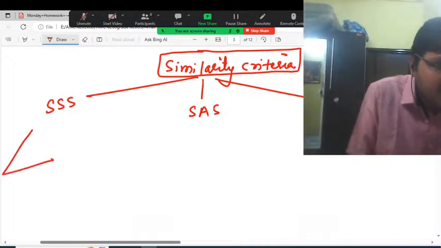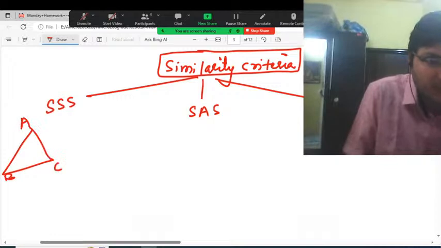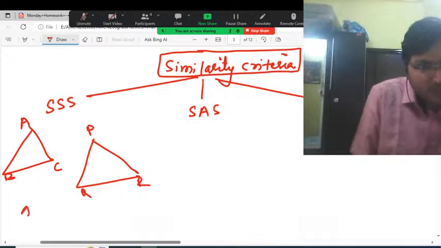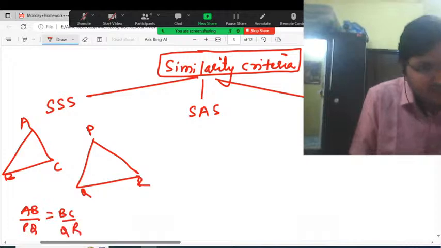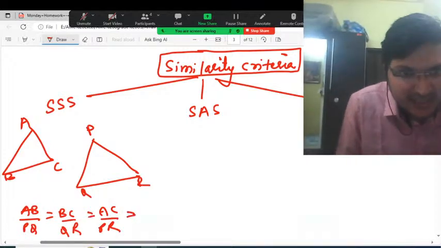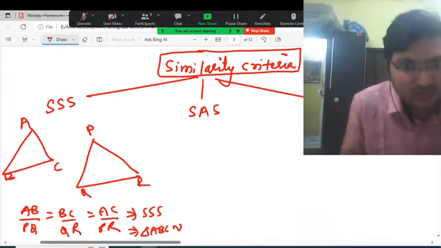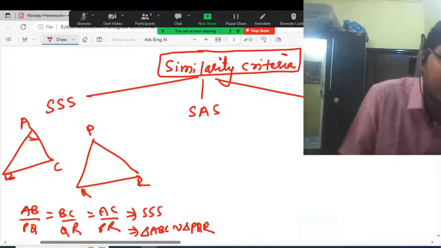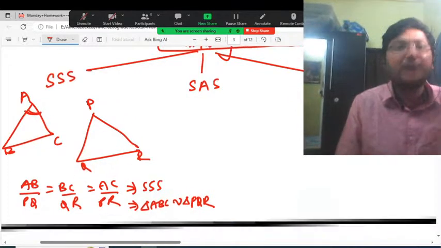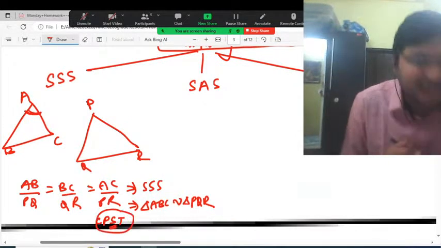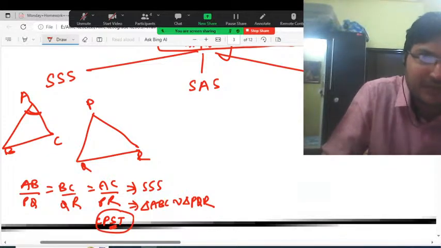If you have these 2 triangles with you, and you just prove that AB over PQ is equal to BC over QR is equal to AC over PR, then you can say that you have used SSS, and you can conclude that triangle ABC is similar to triangle PQR. And now by CPCT you can say that they are corresponding. CPCT is corresponding parts of congruent triangles. Here we use CPST, corresponding parts of similar triangles. By CPST you can say that. Do you remember congruency?